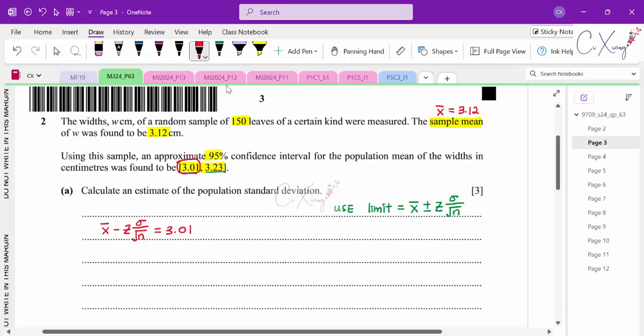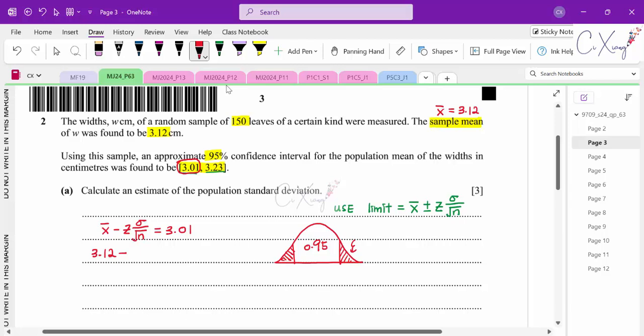Okay, so x bar I have the value which is 3.12. It is provided just now, right? And then for the z here, because I don't know the z, therefore I need to find out the z. So the value of z basically depends on the confidence level that you have. So we are having 95% confidence level, so that means 0.95 is in the center. So there are two sides here which is symmetrical.